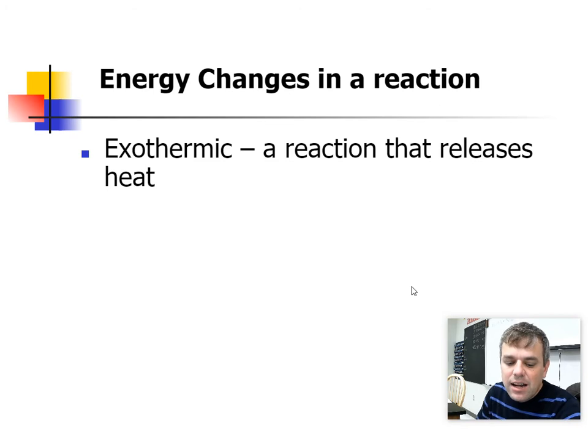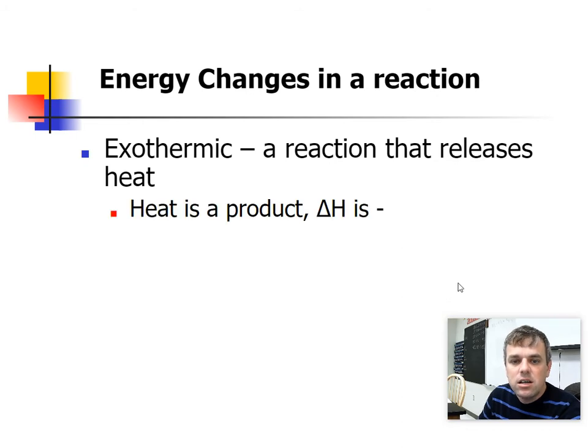Exothermic is a reaction that releases heat. Exo meaning out and therm meaning heat. So the heat comes out of the reaction. An example of that would be a fire, where heat is a product of the reaction.